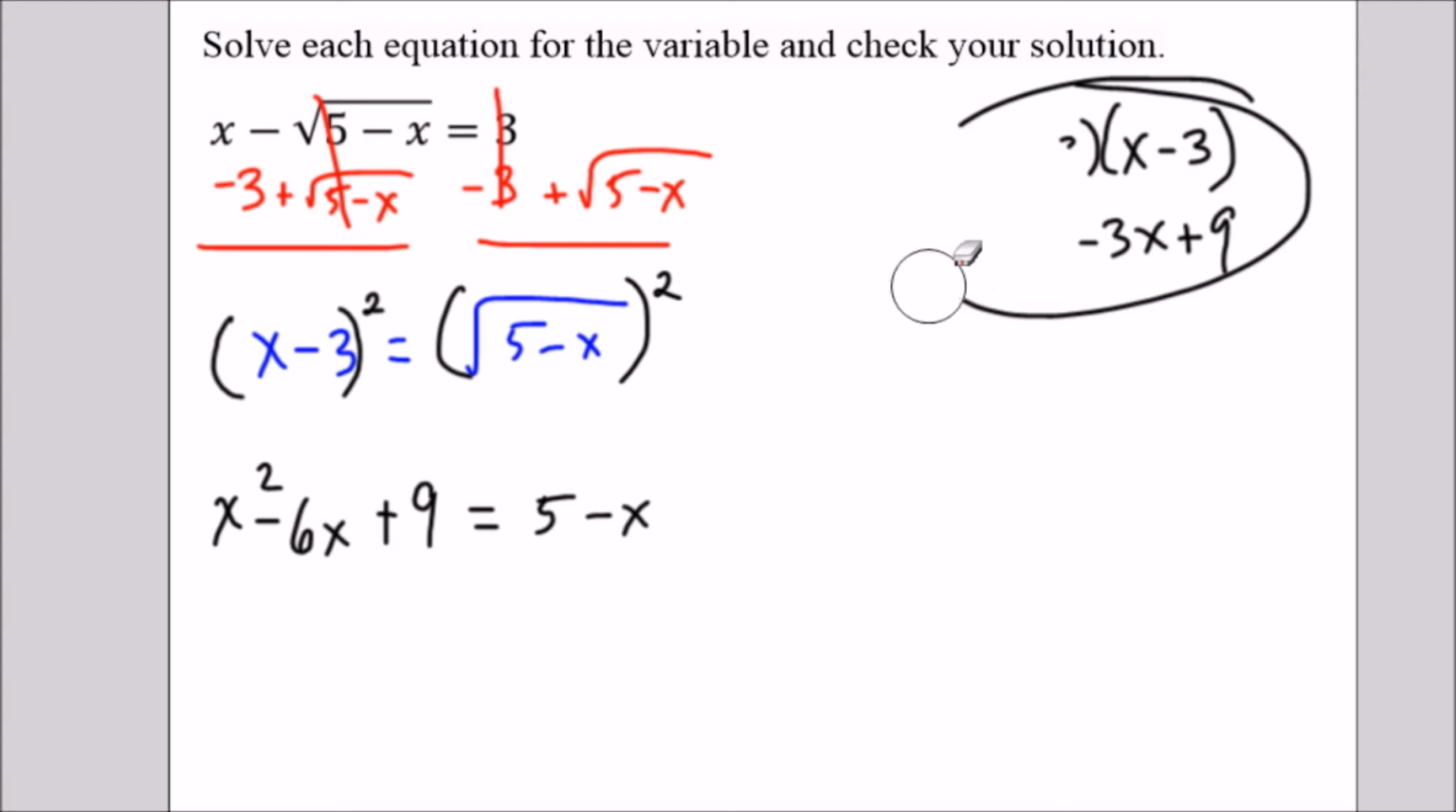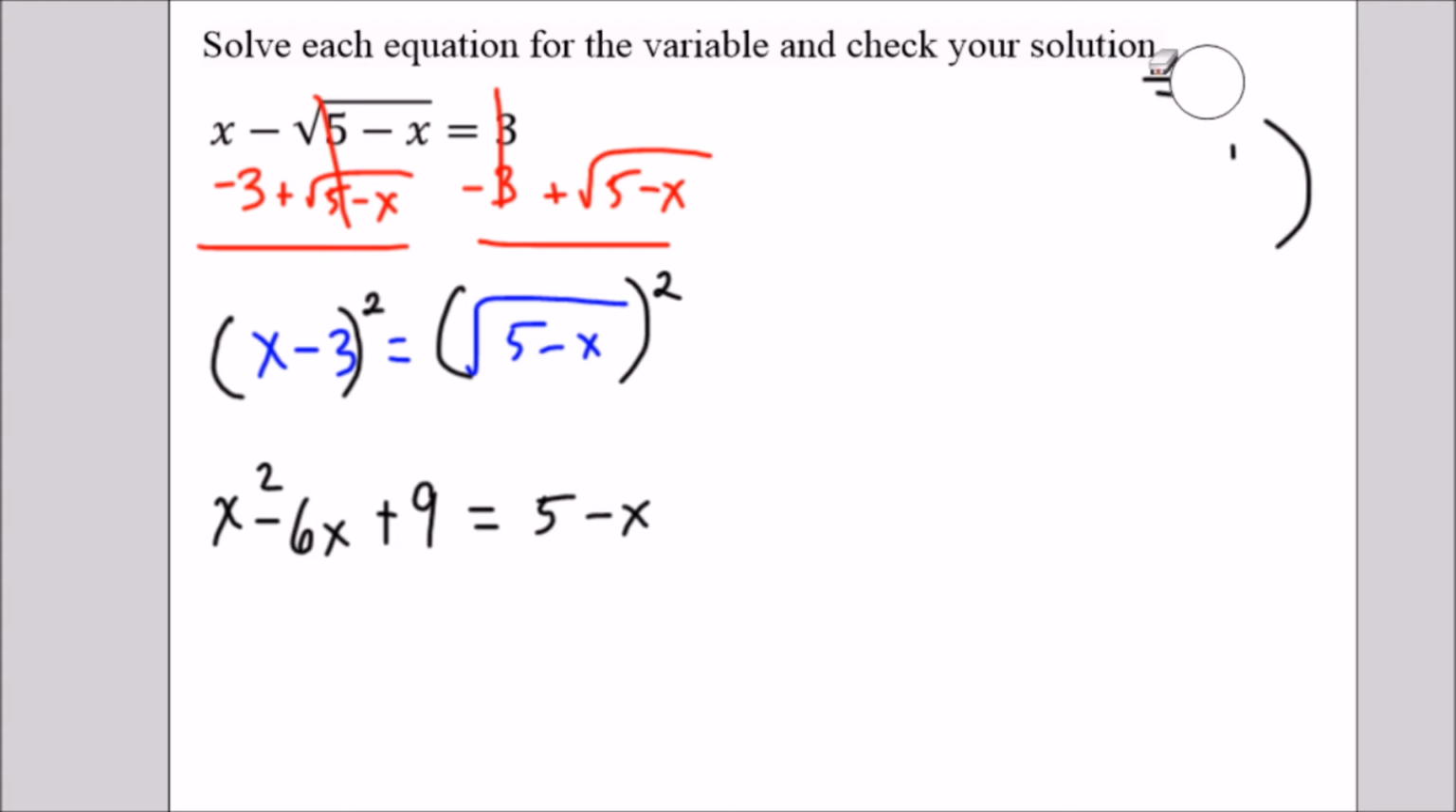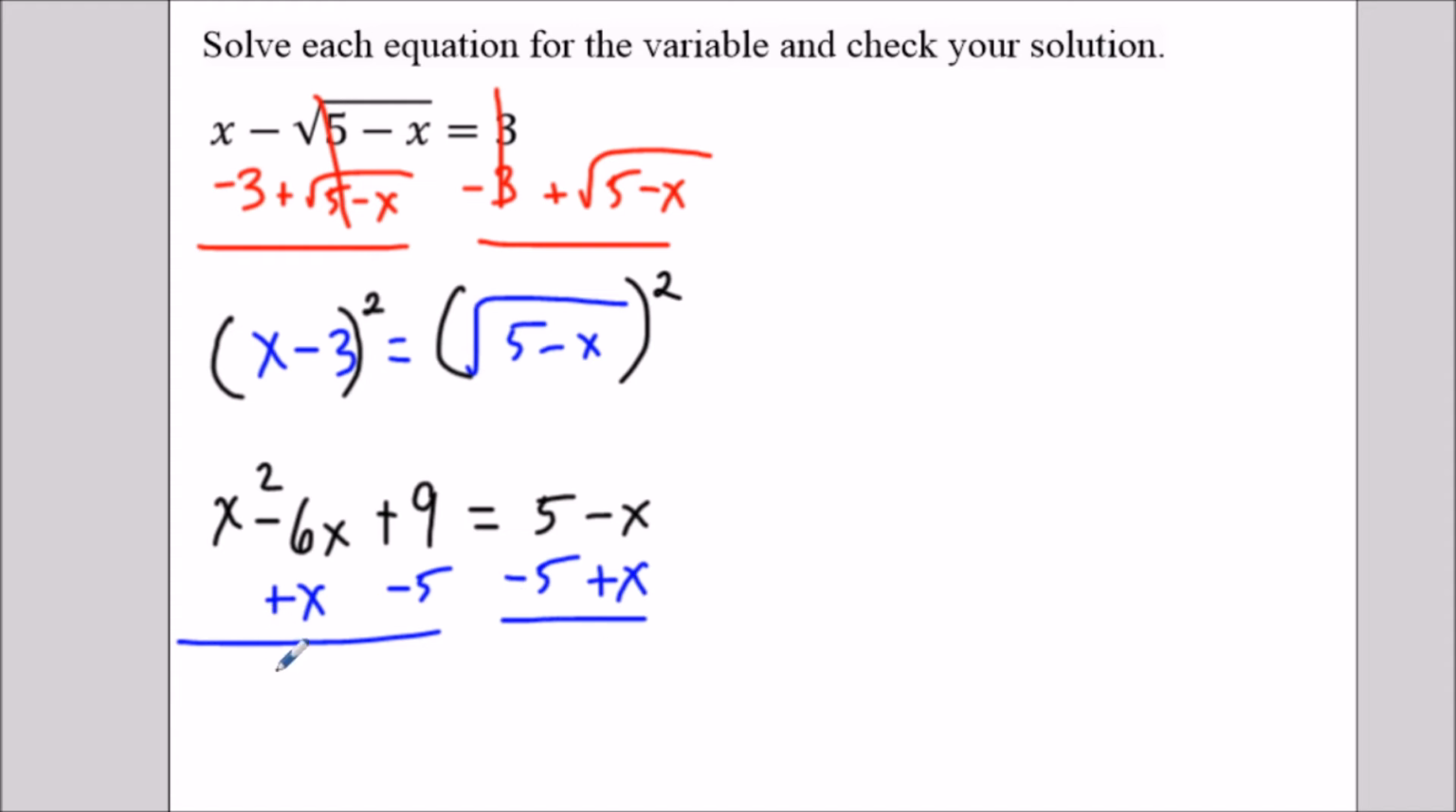Now that we have this done, we'll get this out of the way. Don't need this anymore. And what we need to do to solve this quadratic is move everything to one side. So we're going to subtract 5 on both sides, and we're going to add x to both sides. And now we have the equation x squared minus 5x plus 4 is equal to 0.